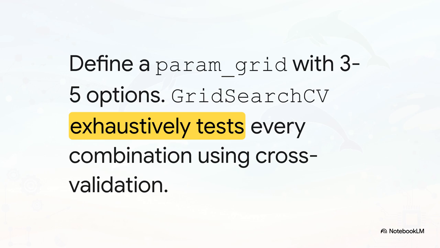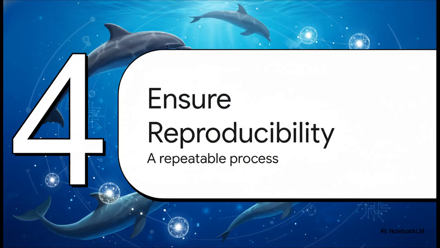Because what GridSearchCV does is it takes that list and methodically tries every single combination. It's a brute force search for the best setup. Yeah, it might take a bit of time to run, but when it's done, you'll know you've found the best possible settings from your list. No guesswork involved.